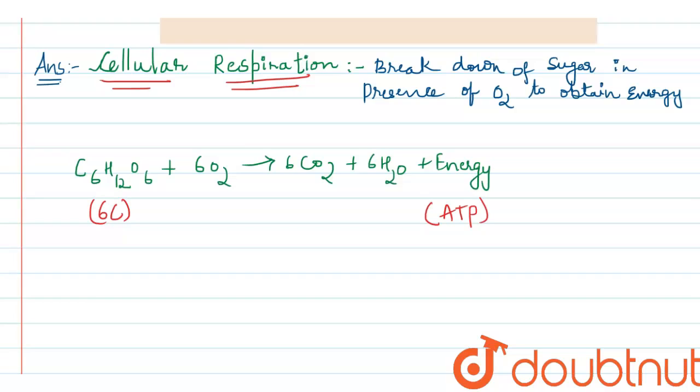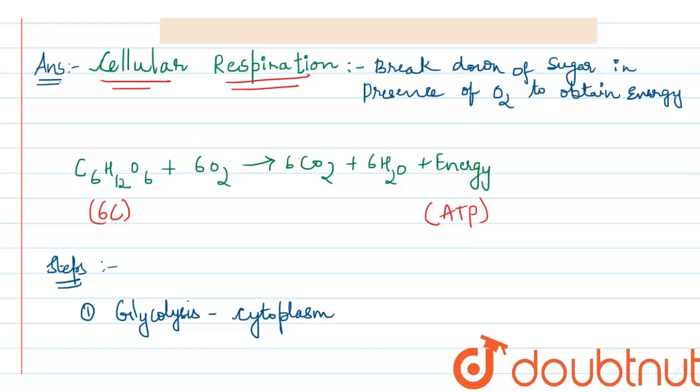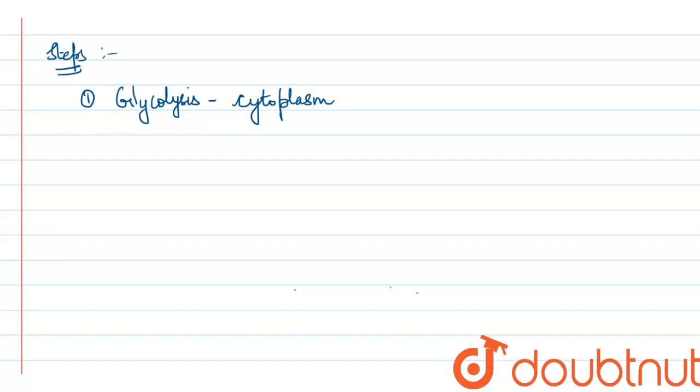So let us see the steps involved in cellular respiration. The first step which takes place is glycolysis. Glycolysis takes place in cytoplasm of the cell. And in glycolysis, glucose is converted into pyruvic acid.